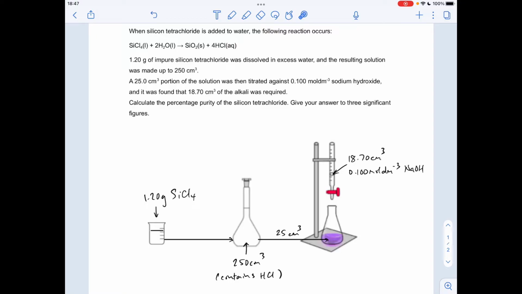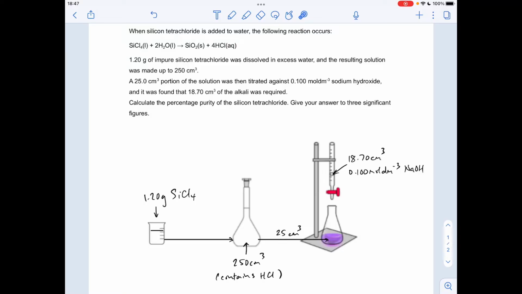So the titration reaction is between sodium hydroxide and the hydrochloric acid that was generated up here. And then obviously we've got to work backwards to get the percentage purity of the silicon tetrachloride in this original sample.